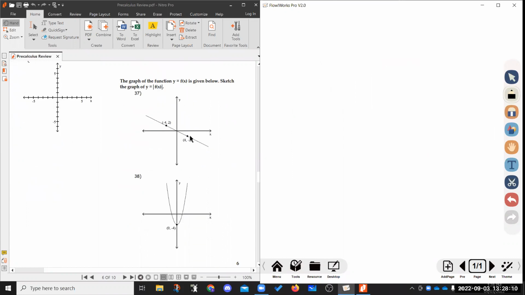Graph of a function, y equals f of x, is given below. Sketch the graph of y equals the absolute value of f of x. So anything that's negative is going to become positive is what they want you to do here. I see that if we have the point negative 4, 2 over here, and we're going to have the point 4, 2 over here, we want this to have y-axis symmetry. When we're done, we're going to get an absolute value function here when we take the absolute value of f of x.